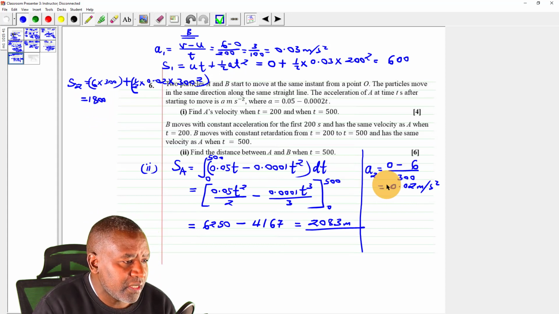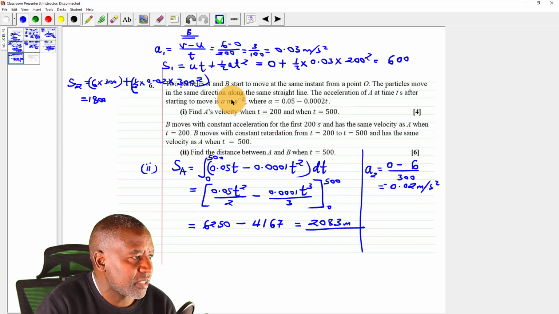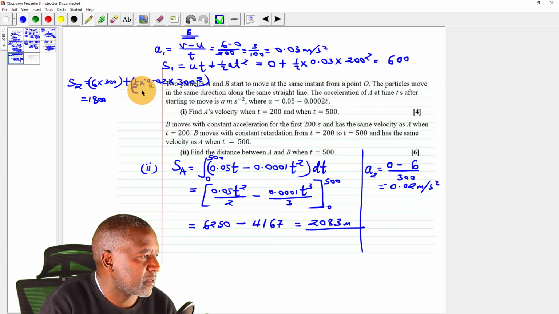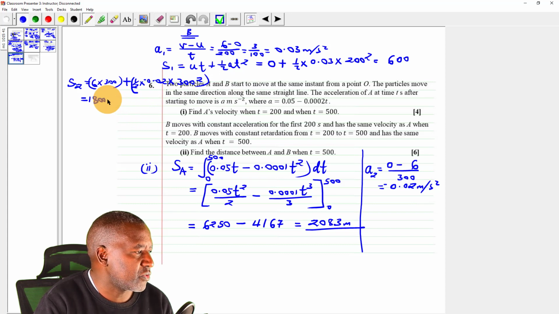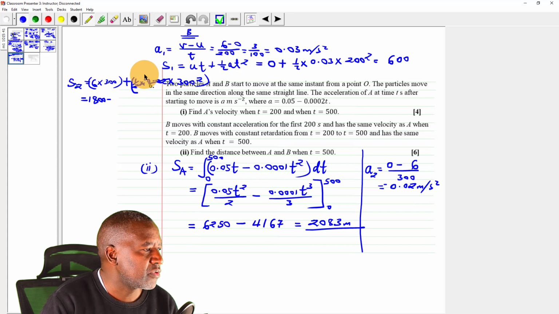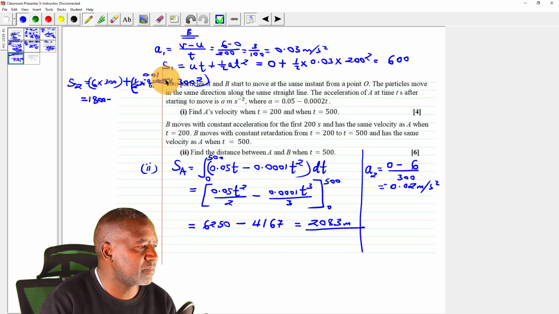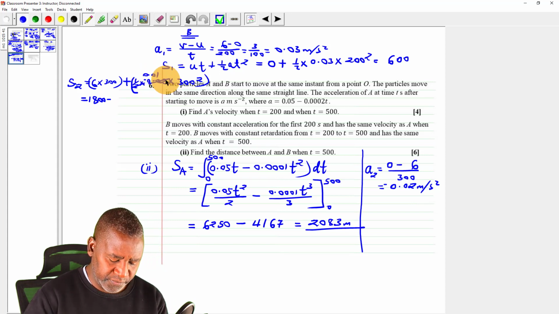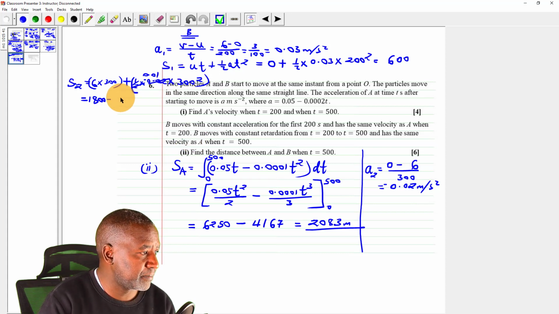Now I forgot a negative sign here. There is a negative sign there. So that will make this one negative. The 0.01 times 300 squared, I get 900, and this will be 900 meters.